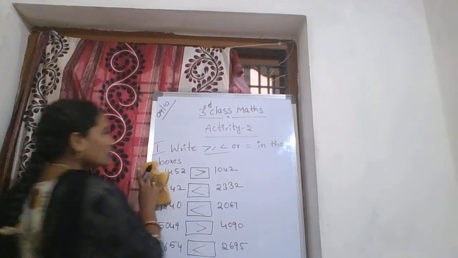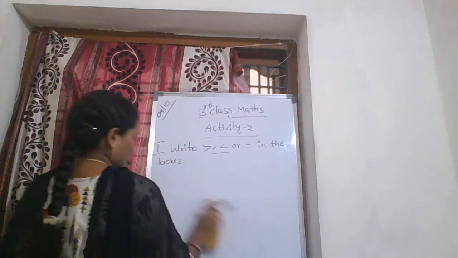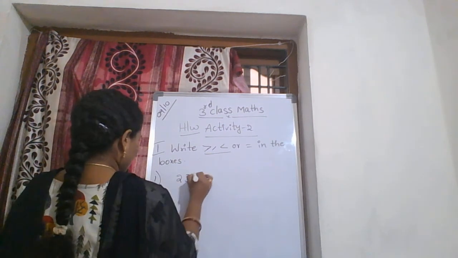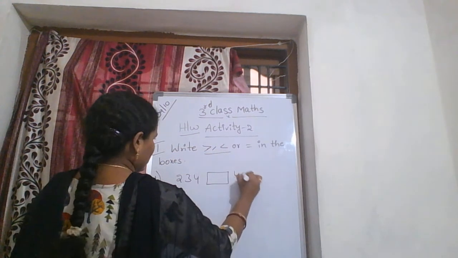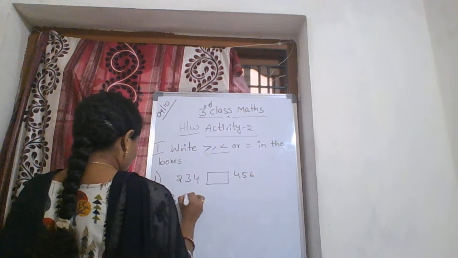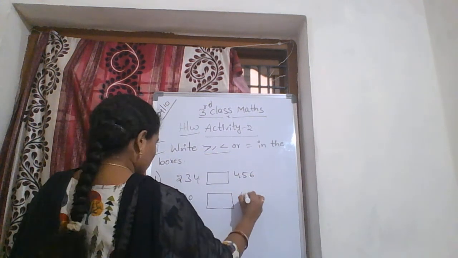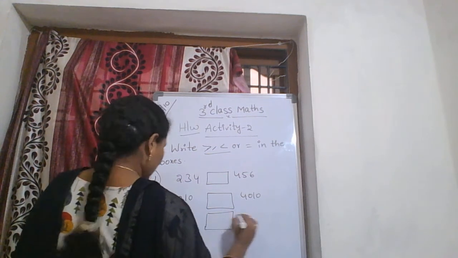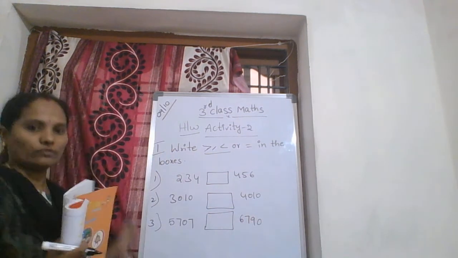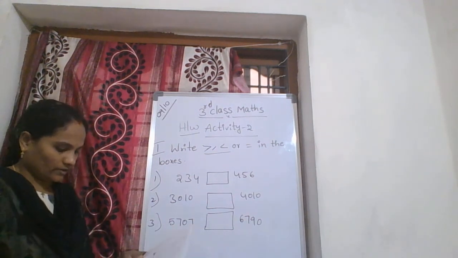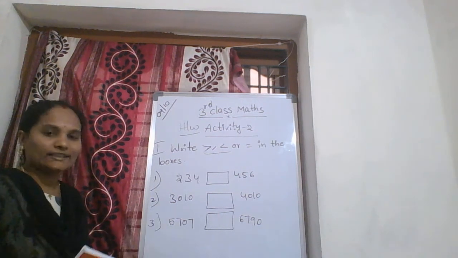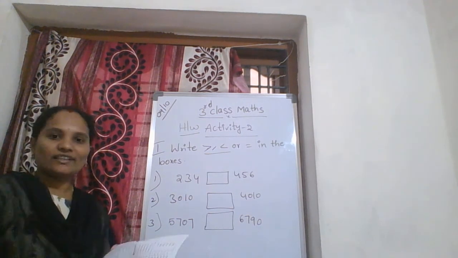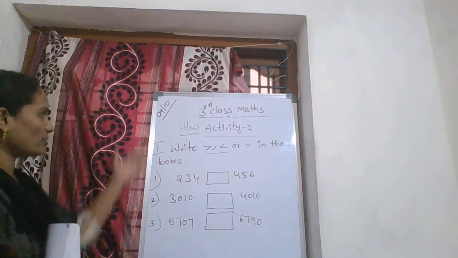Next, I give homework. Your homework, children, do it in your notebook and post it. Okay. Tomorrow I will explain ascending order and descending order. Next class, ascending order and descending order. Now copy this. So this is your homework.